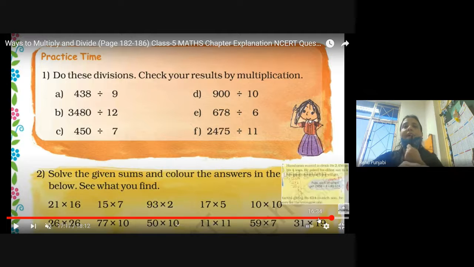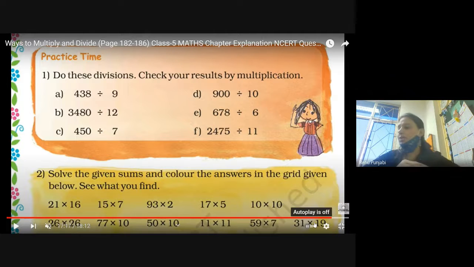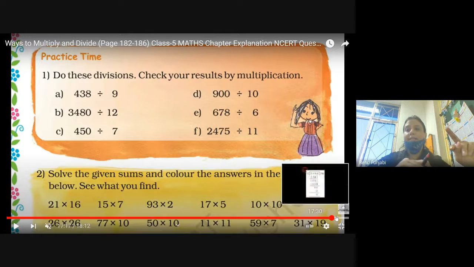Next, if you have done the first part, do the second question. Multiply. Do with the check method. If the sign is multiplication, multiply and find the answer in the grid and color the grid. And if the question is division, solve it with division and color the answer in the grid.